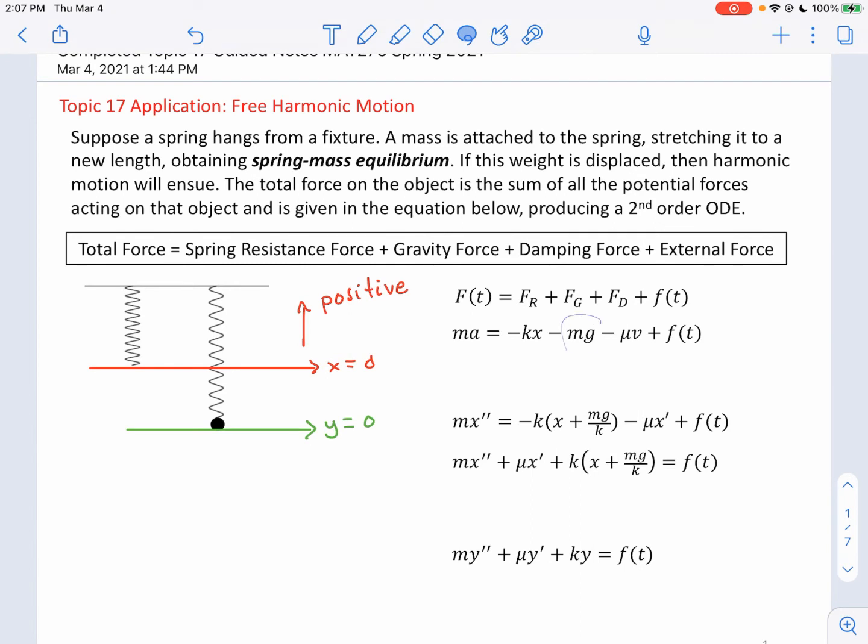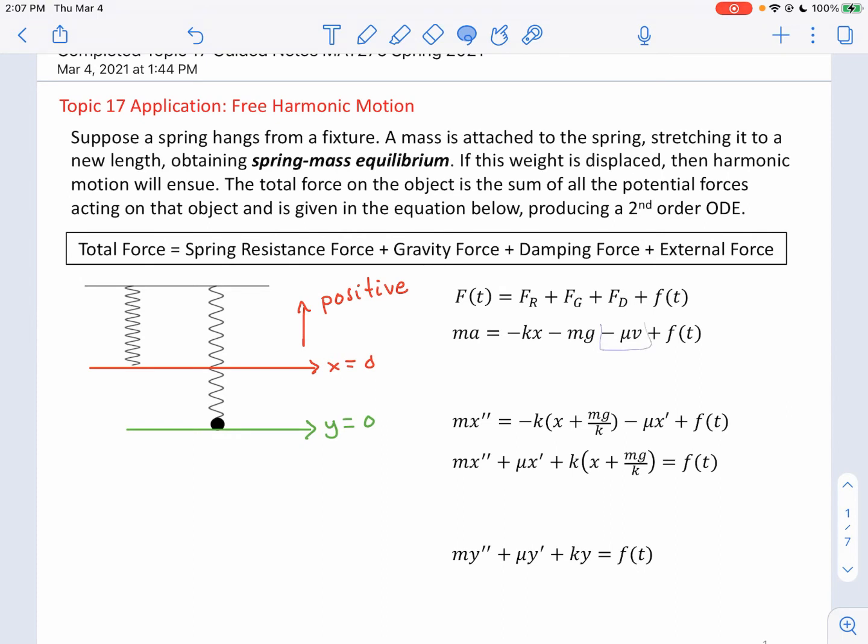We're going to use effectively 9.8 whenever this surfaces in our work for G. And again, we have a negative because force of gravity is always down, and down we've established is the negative direction. Now, the damping force is a force that acts counter to the velocity of the mass.